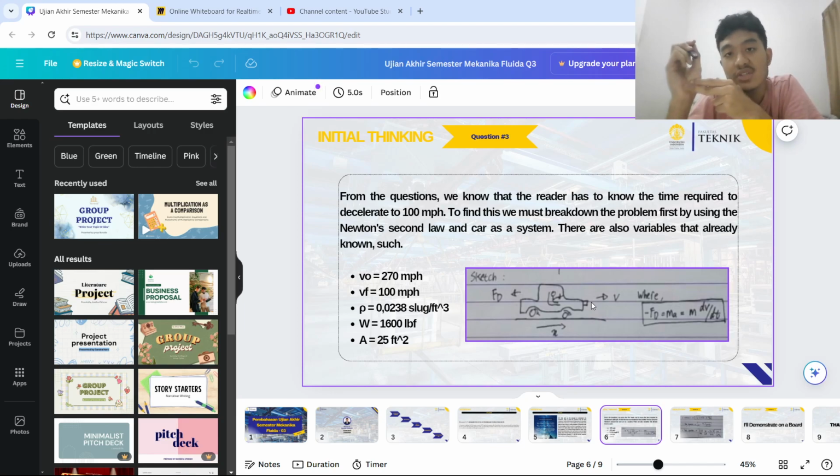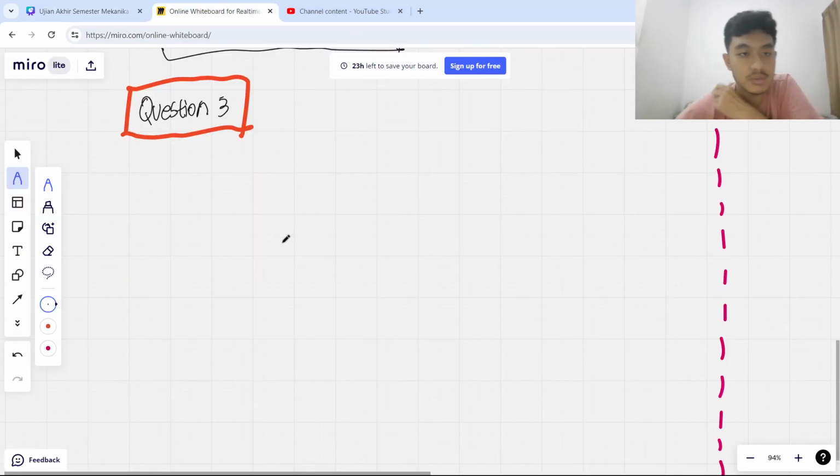And in this context, we have to find the drag coefficient to calculate how much time it will take for the car to decelerate to 100 miles per hour. Okay, so we will go back to the whiteboard and I will just write the equation.